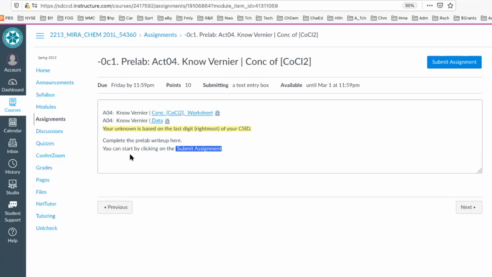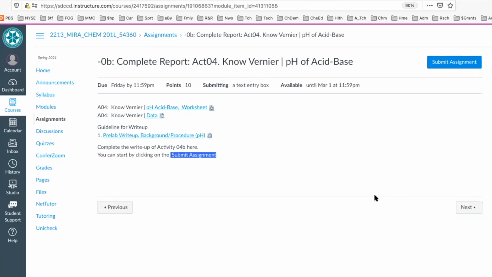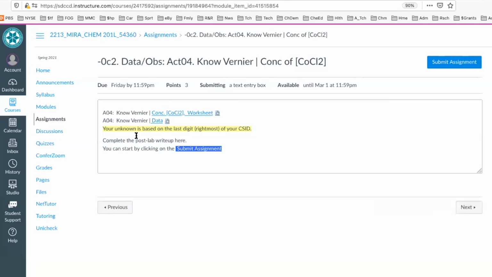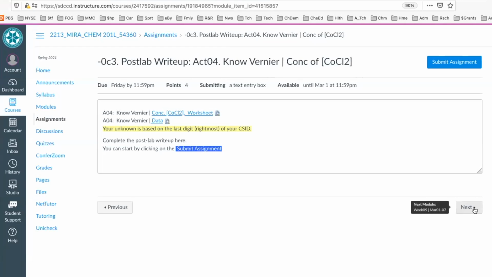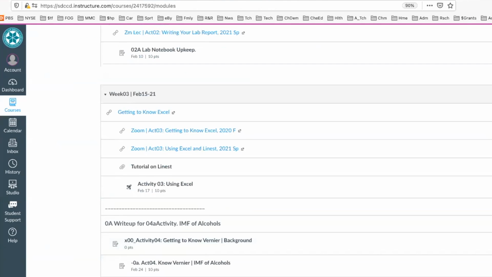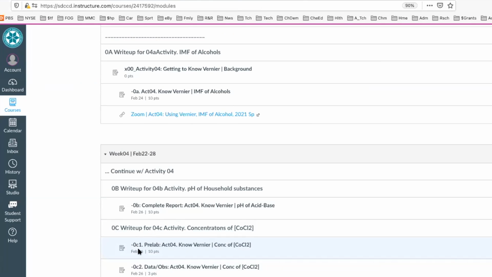And you want to just put your PreLab here, and then you want to write in one space, in a different space, the data and observations. That's this right here. And then you want to write in a different space the post-lab. And that's the way the write-ups will be in your regular experiment. You have 3 spaces. I'll give you 3 links to put the different sections. And they'll have different due dates. Just like you see right here, there's the PreLab, there's the data and observations, and there's the post-lab.